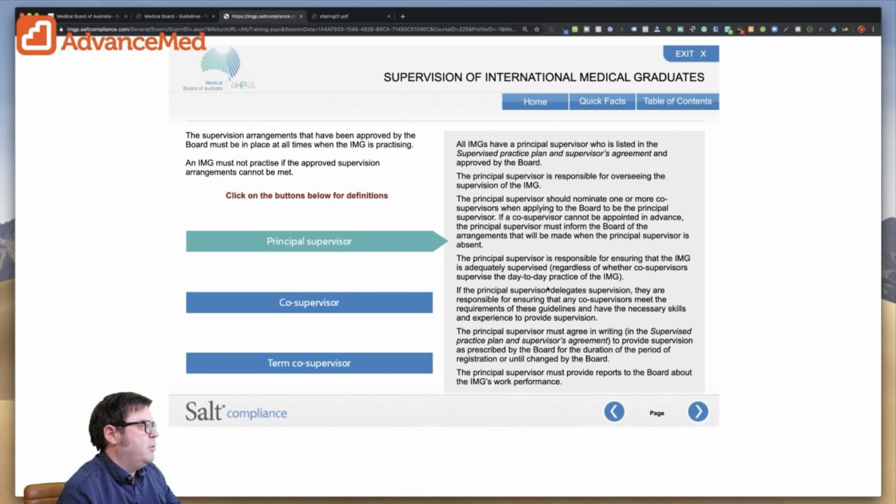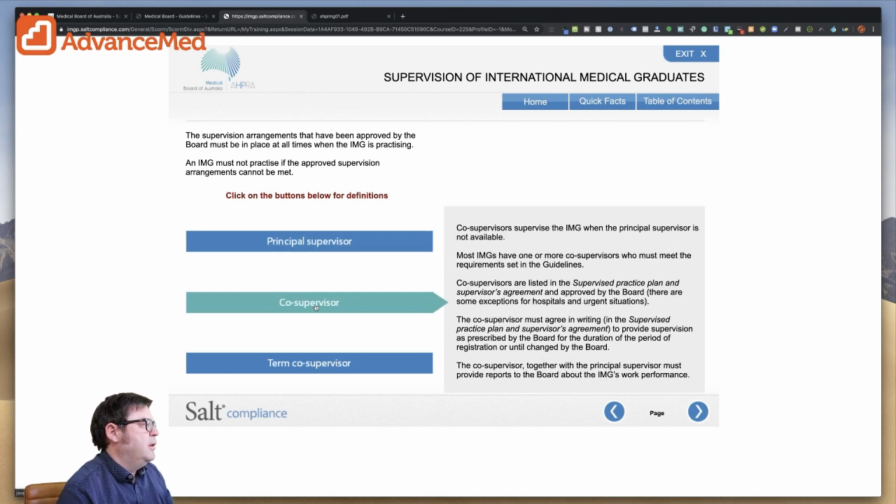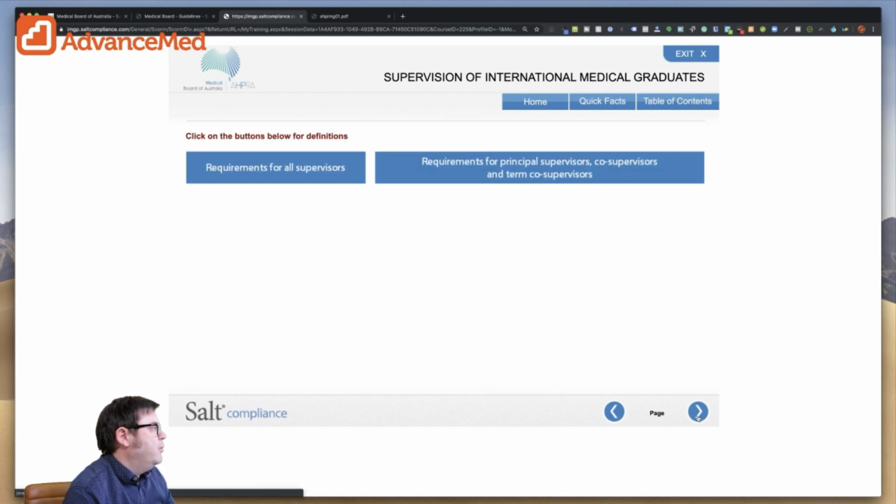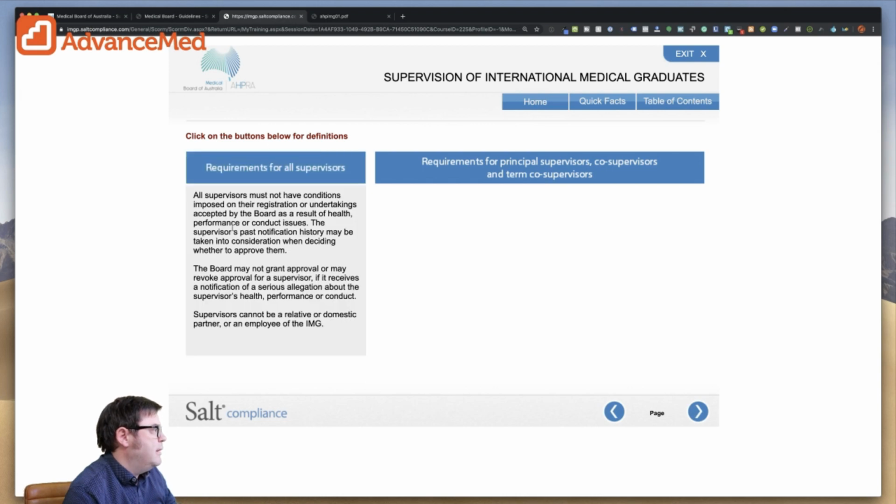So we've read through this, what a principal supervisor is, the chief supervisor with responsibility for the overall performance, setting in place the plans for the IMG, and the co-supervisors who help out and are formally there. They may have active supervision roles, or they may also just fill in when the principal supervisor is not there, or they may themselves complete the reports, and then there's termed co-supervisors as well. Click on the button below for definitions of requirements for all supervisors.